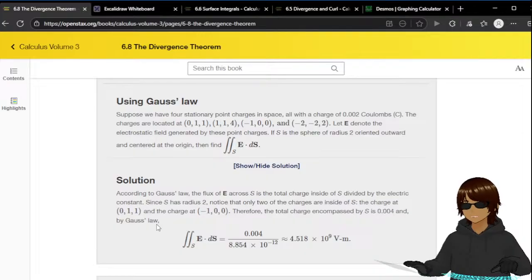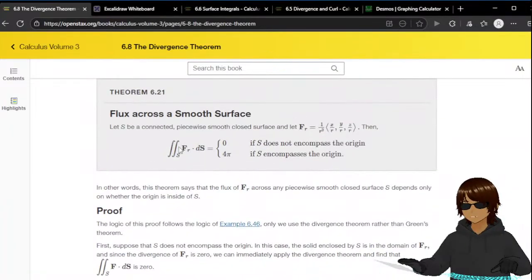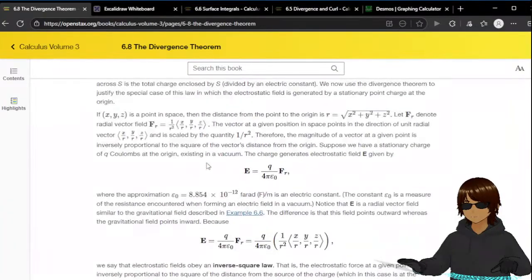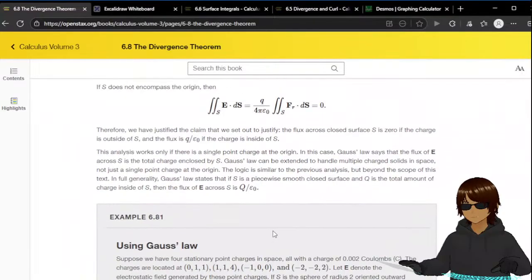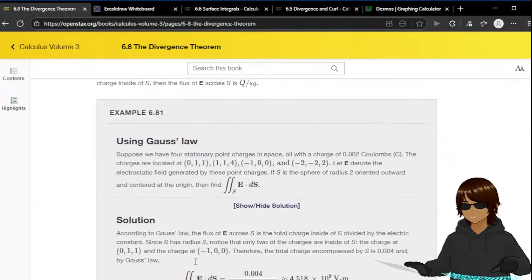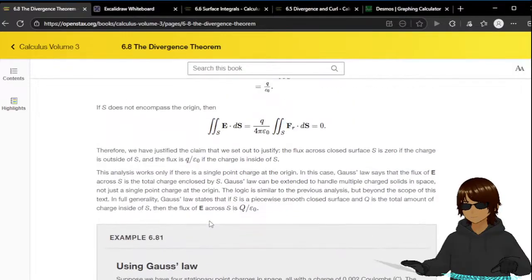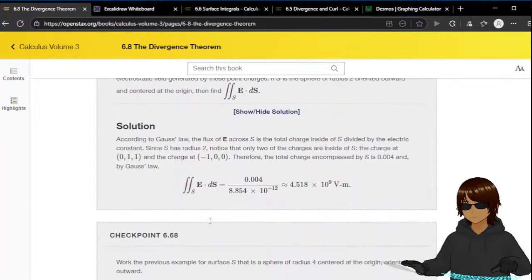By Gauss's law, we have 0.004 divided by this. By Gauss's law, where is it? I think it's this, right? Q is 0.004. Right.